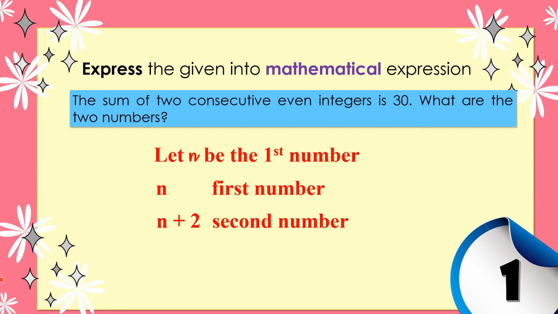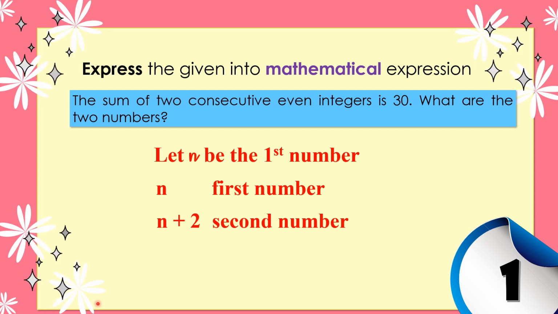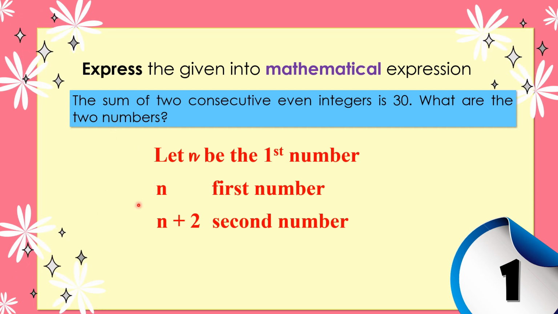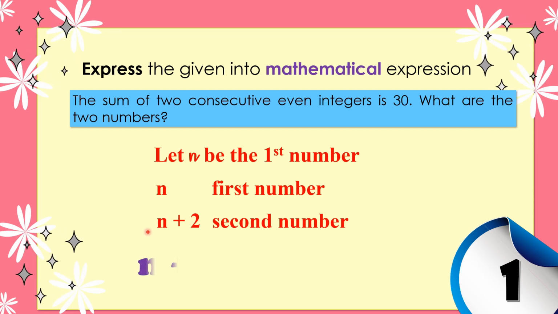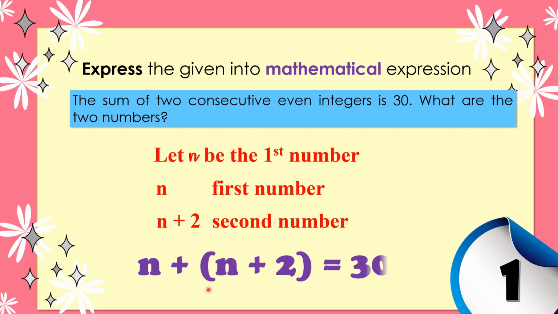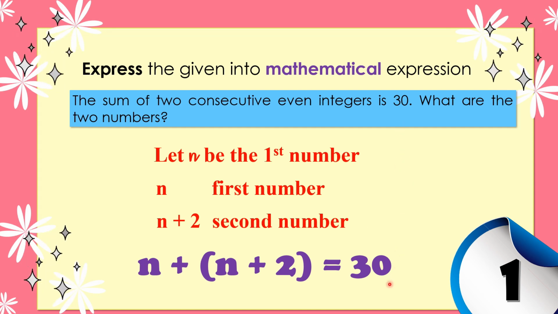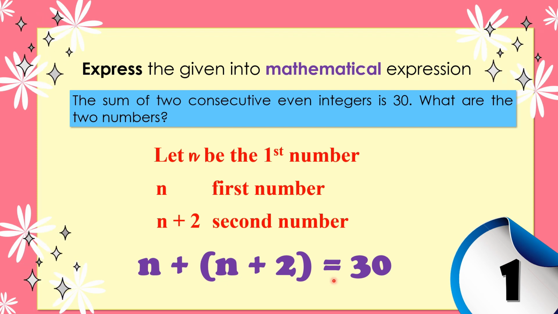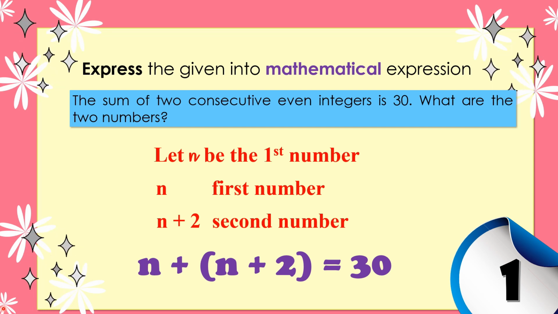So, pwede tayong gumawa ng mathematical equation para ma-solve natin yung problem na yan. At kung gagawa tayo ng mathematical equation, ano yung magiging equation natin? So, sabi dito, sum. So, pag-plusin natin yung dalawang consecutive even integers. So, that would be equivalent to n plus quantity n plus 2 is equal to, sabi sa problem, 30. Kaya ang ating naging mathematical equation for this problem is n plus the quantity n plus 2 is equal to 30.